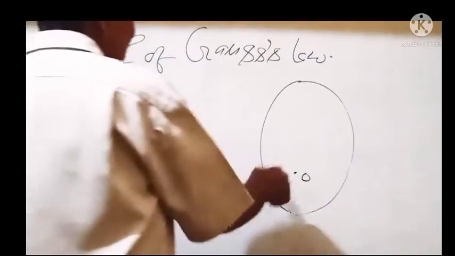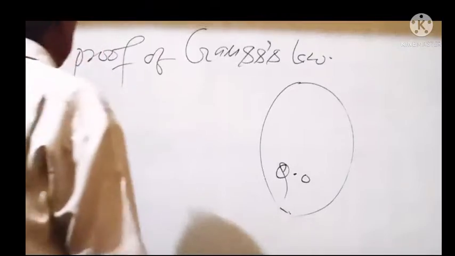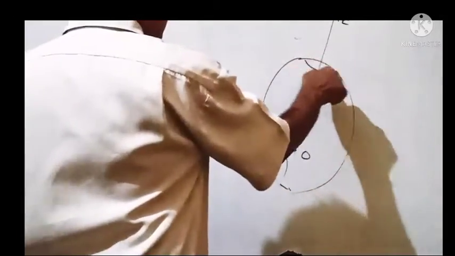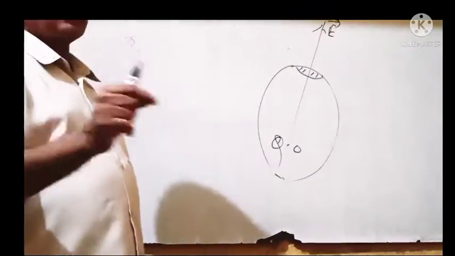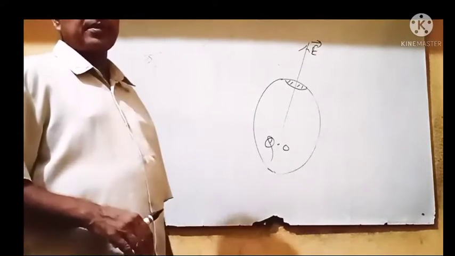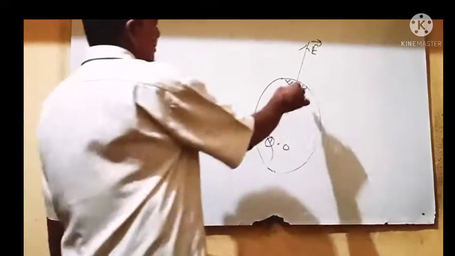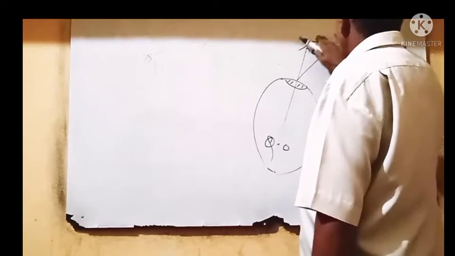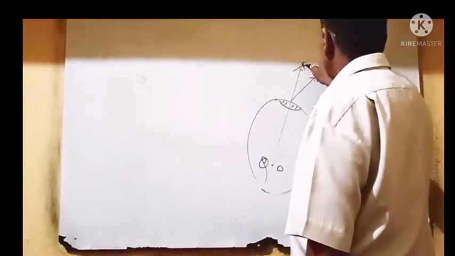O, where charge is Q, and electric field will be in this direction. Suppose that this is the electric field, this is the direction of electric field, and we are taking the small area vector. Why we will take the small area? If we take the small area, we can take the concept of vector quantity, because plane area is the vector quantity. Now suppose that this is the point P and this is the area, and area vector will be perpendicular to this, and this is area vector ds, and this is the electric field in this direction.